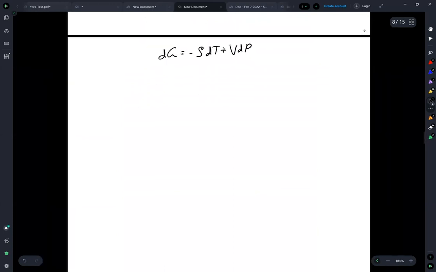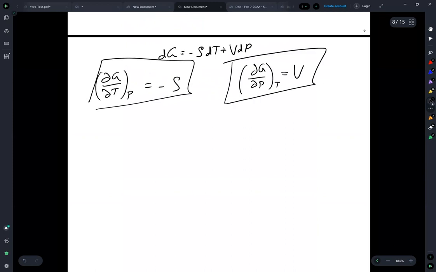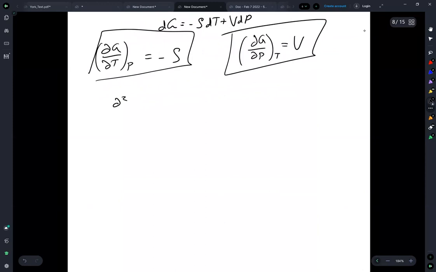In the case of Gibbs energy, the first derivatives, dG by dT at constant P is equal to minus S, and dG by dP at constant T is equal to V, and you know that already. If we take d squared G by dT squared, that is negative d by dT of S, right? Because our first derivative of Gibbs with respect to temperature is negative entropy, holding pressure constant.